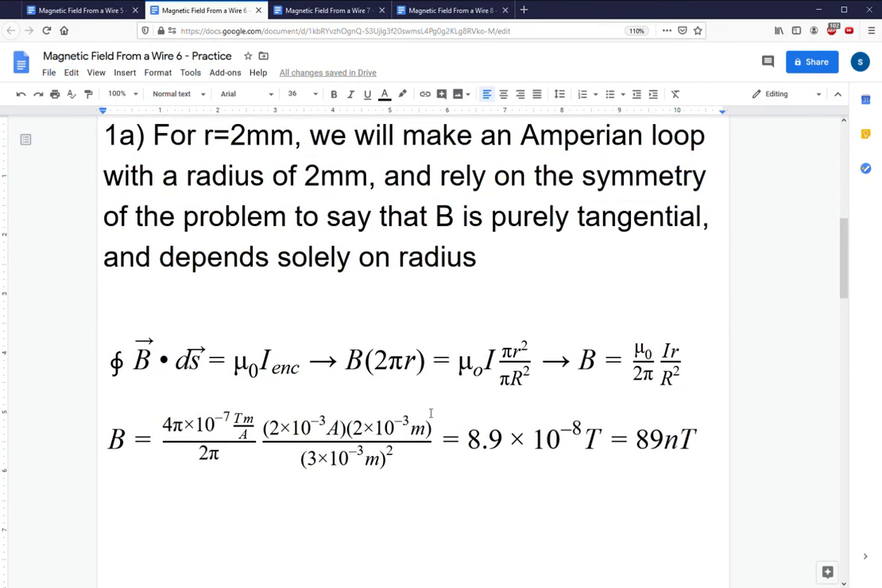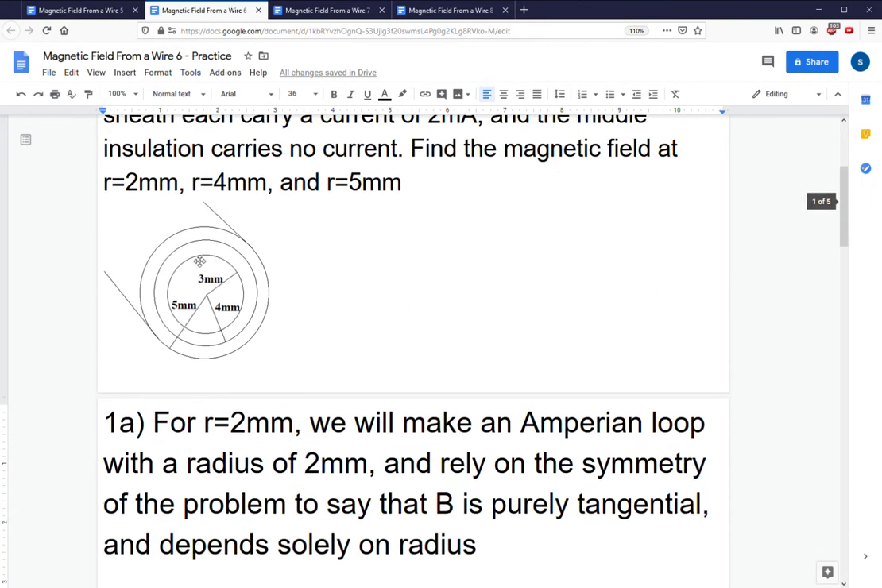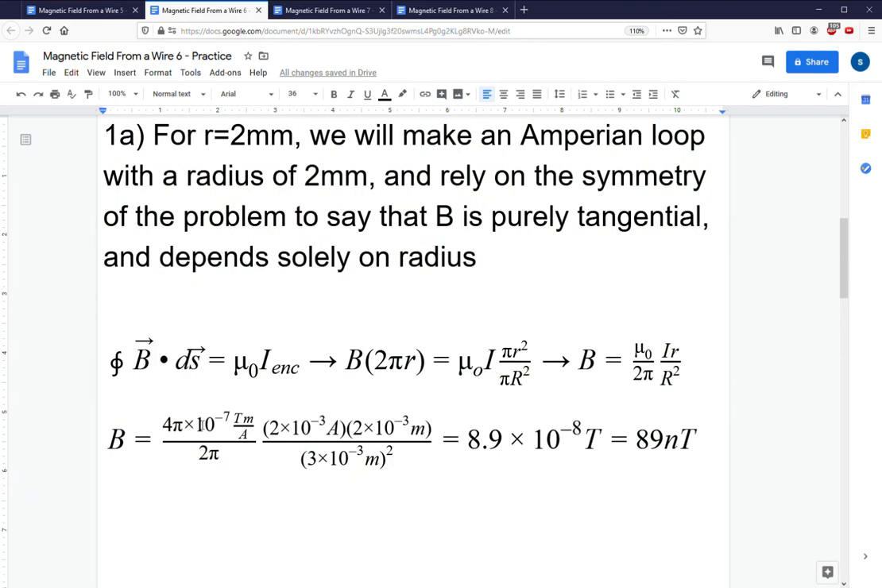So 2 times 10 to the negative 3rd meters, divided by big R squared, big R being the total radius of this wire. Again, we're completely ignoring the outer sheath. Big R is 3 millimeters, or 3 times 10 to the negative 3rd meters. And if you plug that in, the answer you get is 8.9 times 10 to the negative 8th Tesla, or 89 nanotesla.